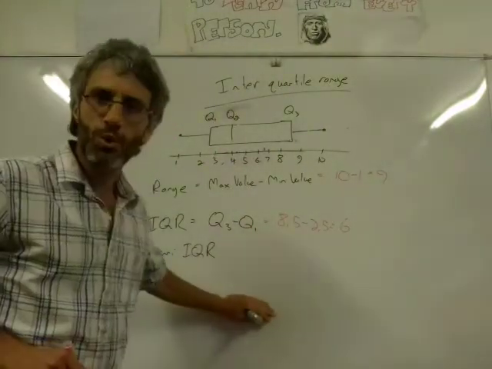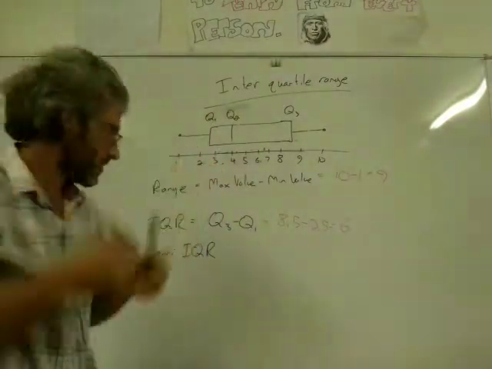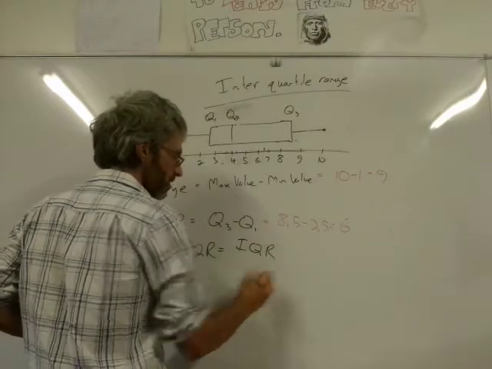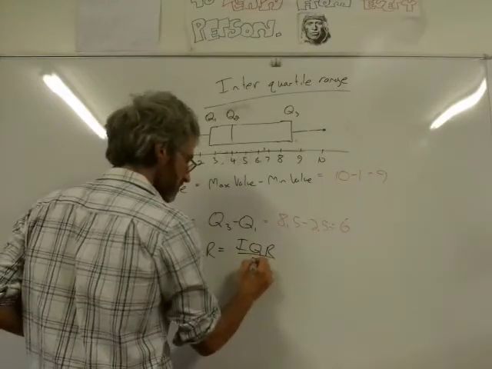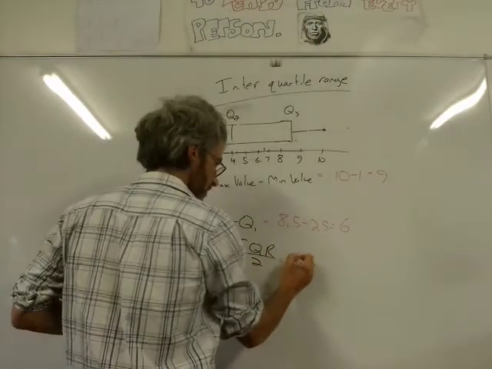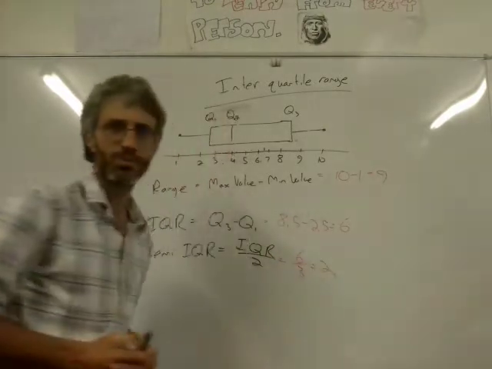What is the semi-interquartile range? Again, sounds like, oh my goodness, this is difficult stuff. Easy. All you have to do is take the IQR, the interquartile range, and halve it. So in this case, it's 6 divided by 2, which is 3.